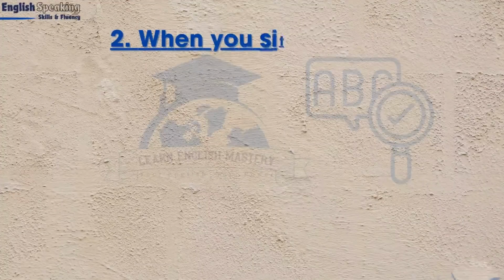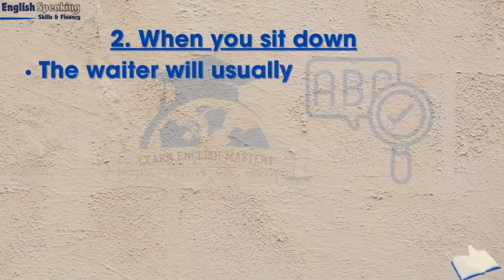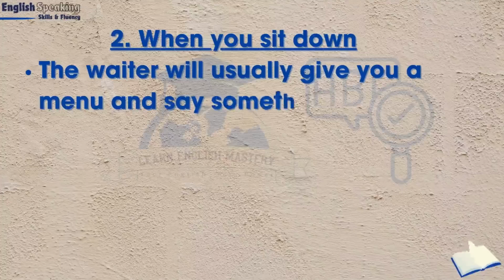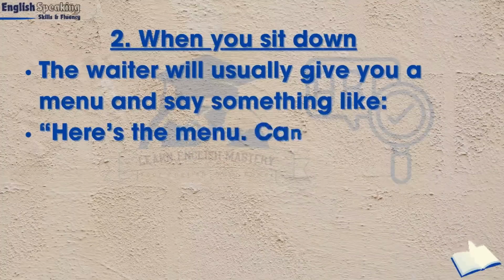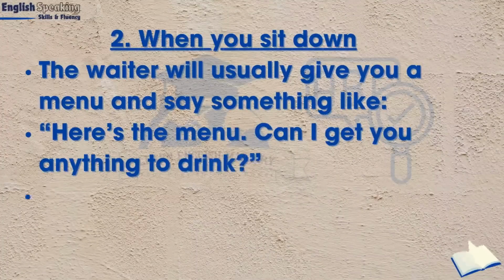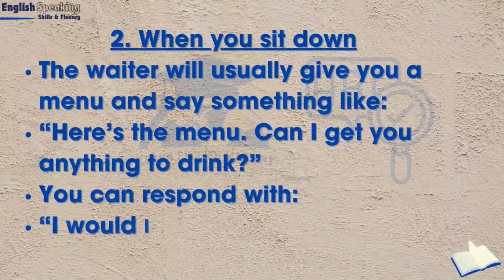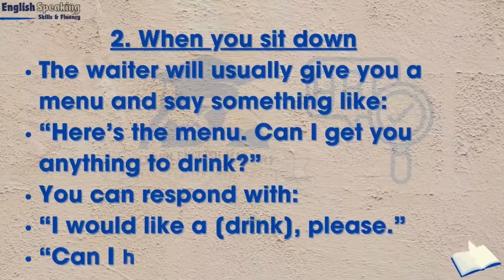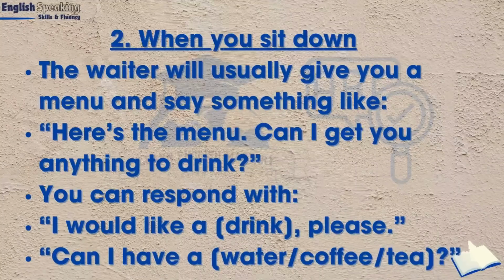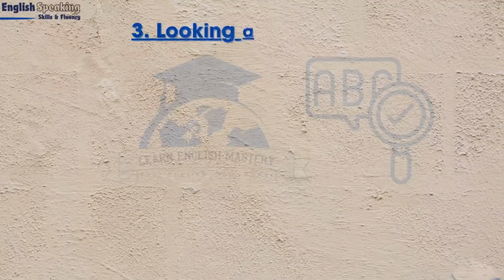2. When you sit down, the waiter will usually give you a menu and say something like, "Here's the menu. Can I get you anything to drink?" You can respond with, "I would like a drink, please. Can I have a water/coffee/tea?" 3.